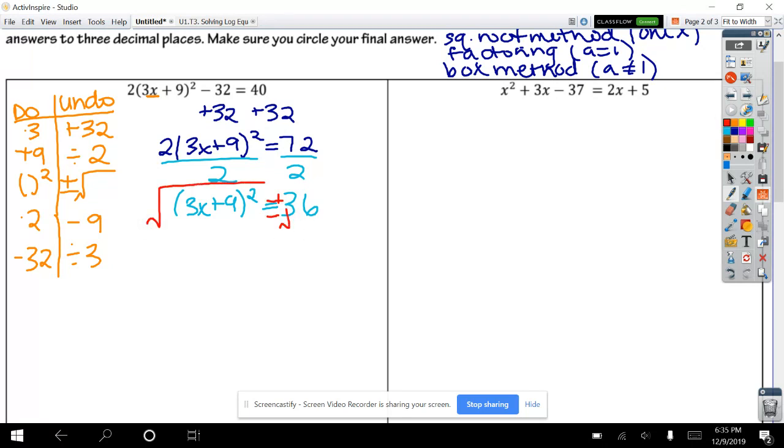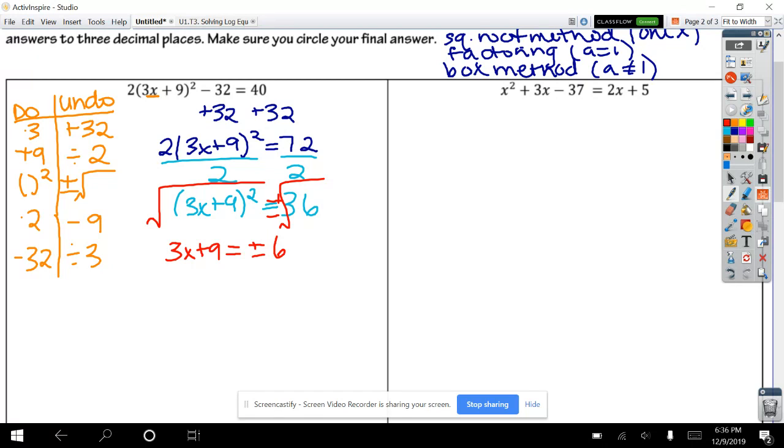Now remember, on the side with the number, that's where you include the plus or minus. So when we take the square root on the left, we don't need a plus or minus because the square root just gets rid of the square. So it leaves us with 3x plus 9. And then the square root of 36 is 6, but it's plus or minus 6.